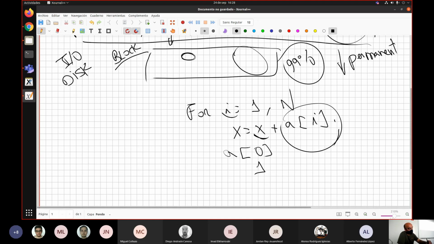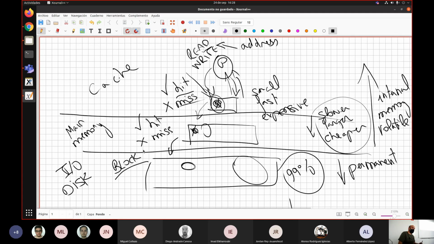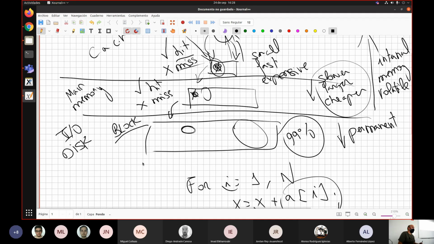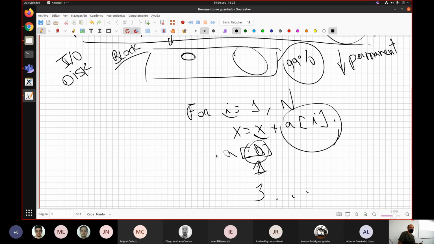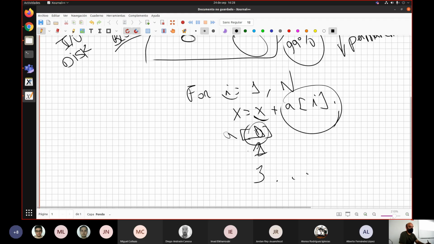So this means that when you bring A1, as I told you before, you are not going to bring only A1, but all the block of information where it's contained. And this block is going to probably contain also A2, A3, A4, and other elements of A that are going to be needed in the near future.